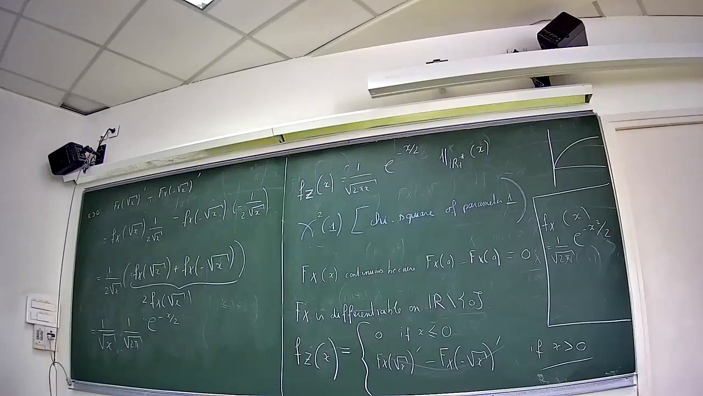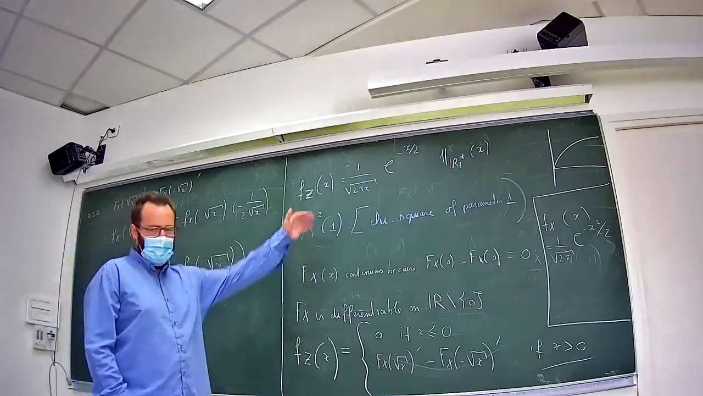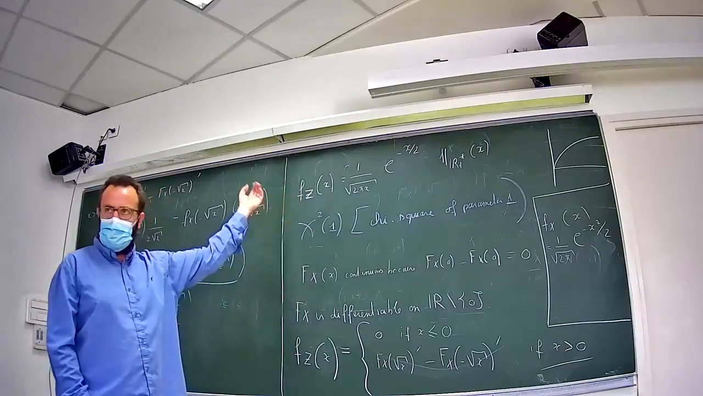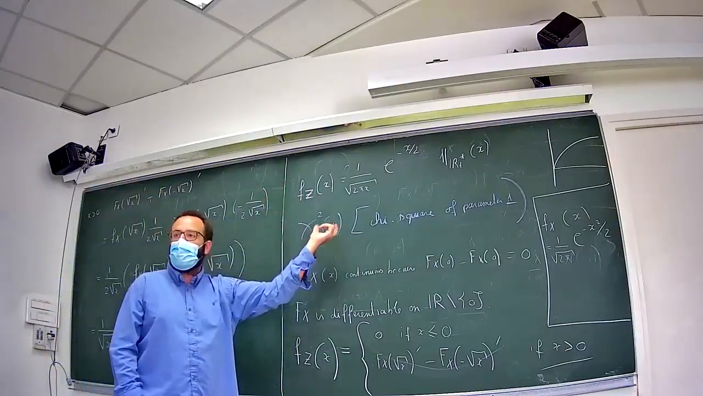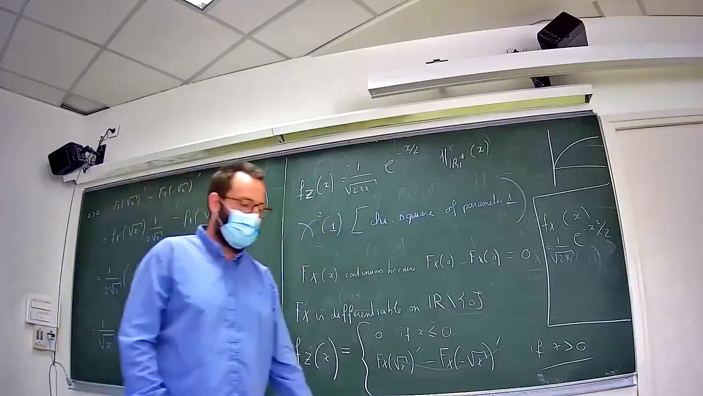And you will see that in the list, if I remind, maybe in the list 5 or 6 of exercises, we are going to deal with the chi-square distribution with a parameter that is not necessarily equal to 1.